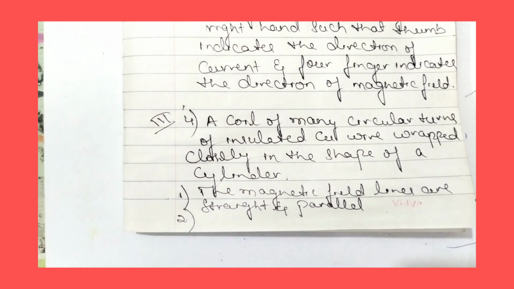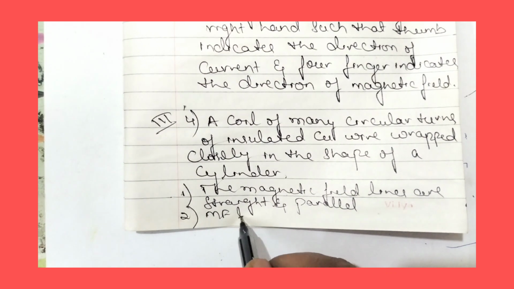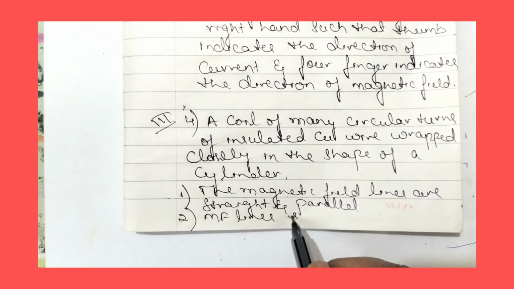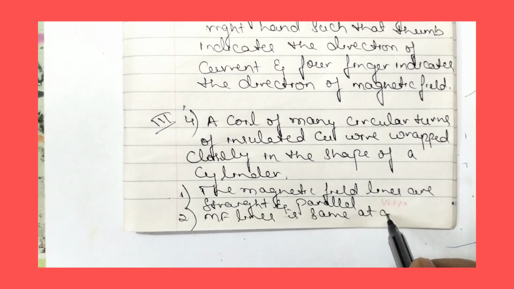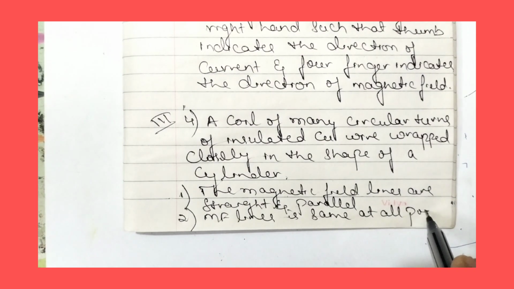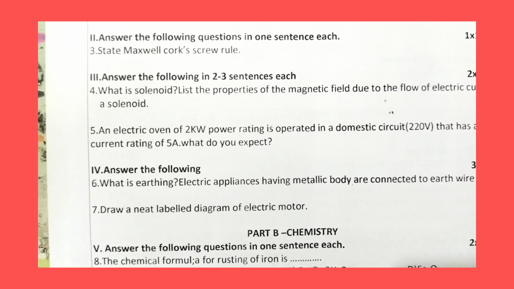Then the second property is that the magnetic field is the same at all points. So these are the two properties of the magnetic field inside a solenoid. Now let us move on to the next question. This is question number 5.